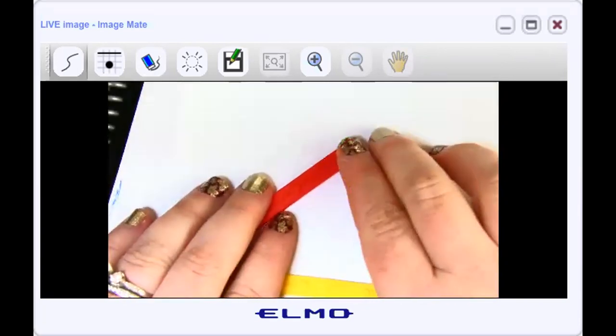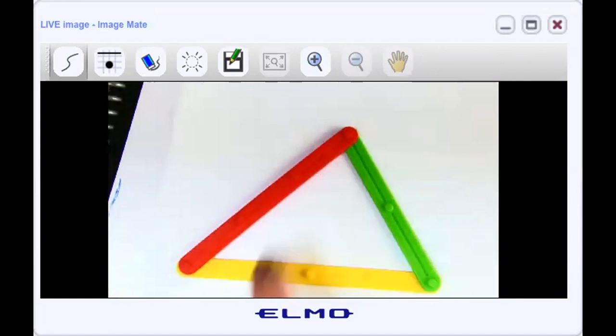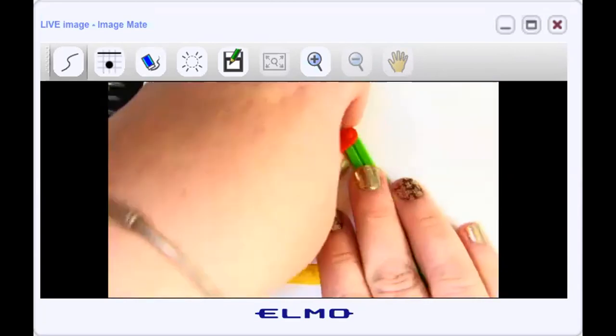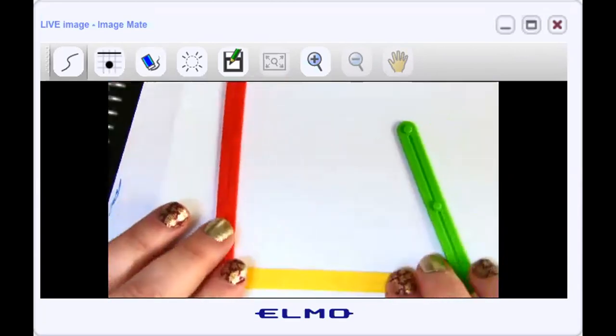Now, this I would claim is probably an acute triangle. That one looks a little bit smaller than 90, and these are definitely smaller than 90. So I'm pretty sure that one's going to be an acute triangle. Now, as far as a right triangle goes, if I had a right angle in here, let me make the red and the yellow 90 degrees with each other.